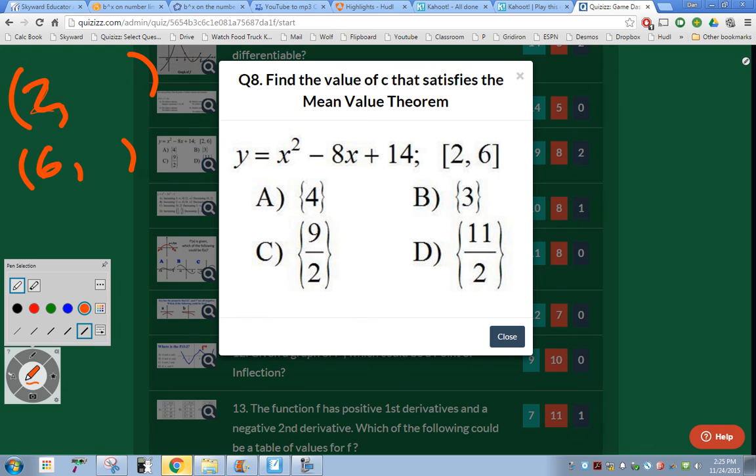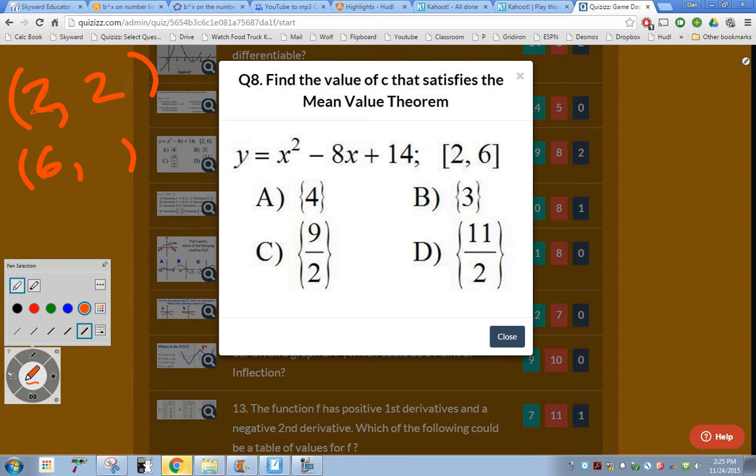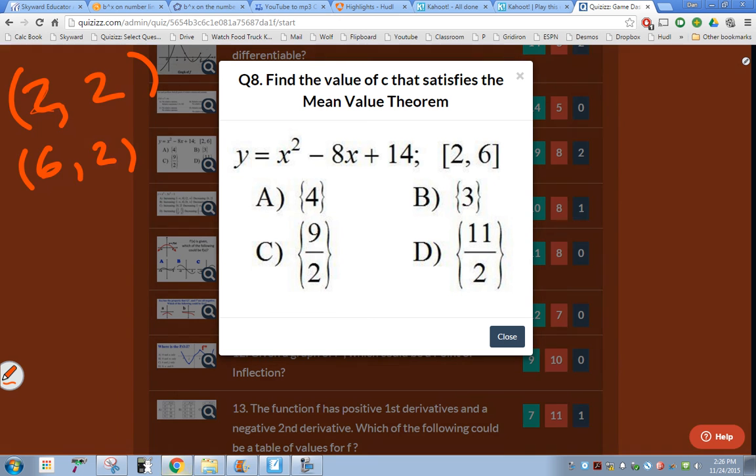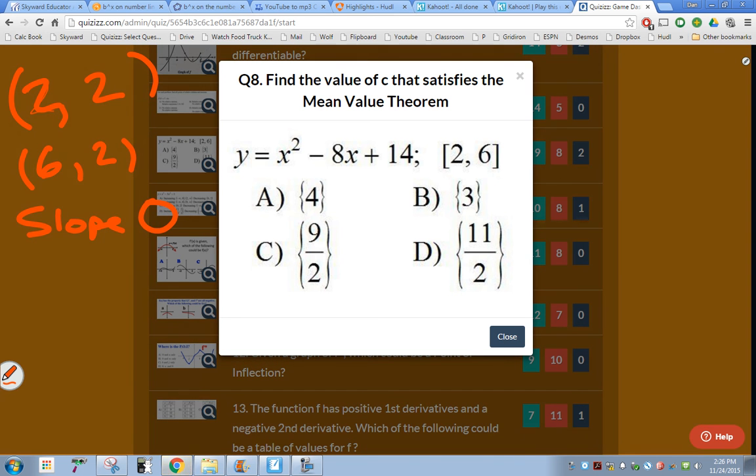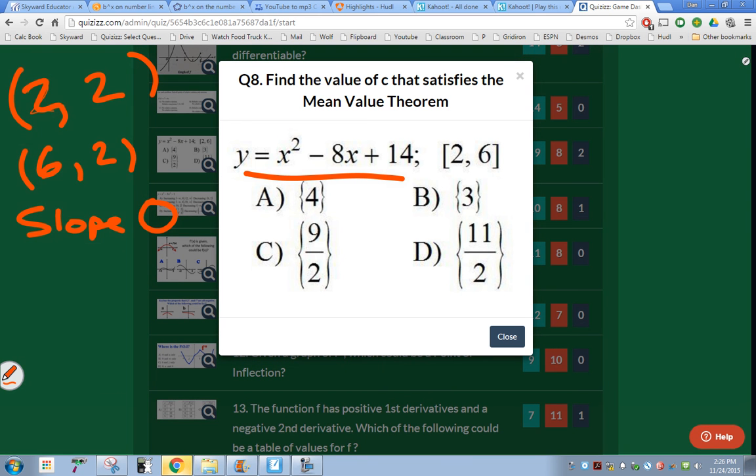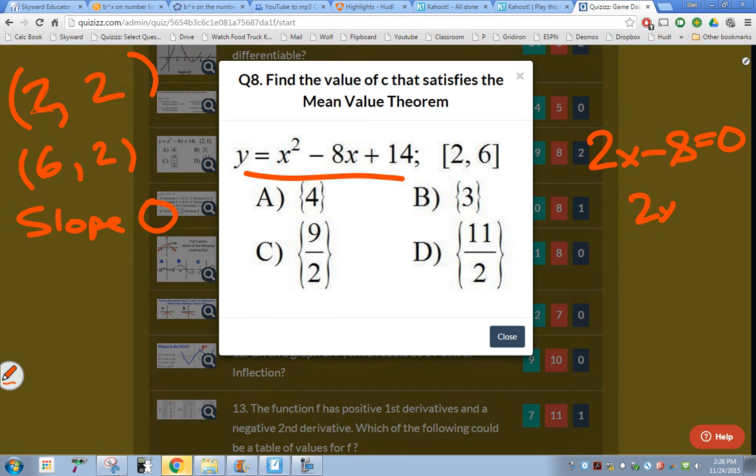I plug in 2. Anybody already do this for me? It's 2. What happens when I plug in 6? It's also 2. So my slope is 0. You can do the slope formula. It's 0. Then we're going to take the derivative of this thing. So the derivative is going to be 2x minus 8. And in order to find that value, I'm going to set it equal to the average, which was 0. Add 8, divide by 2, 4.